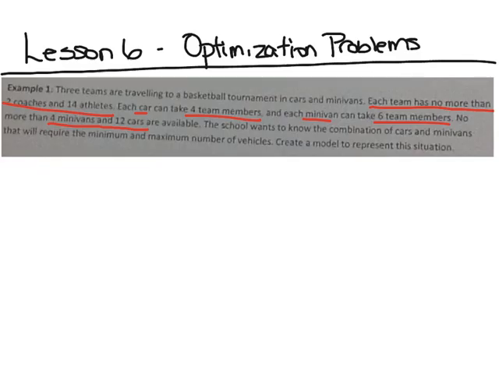So we want to find how many vehicles we have. Let M equal minivans and C equal cars. And we know that we can't have half of a car, so M is an element of the whole numbers and C is an element of the whole numbers.